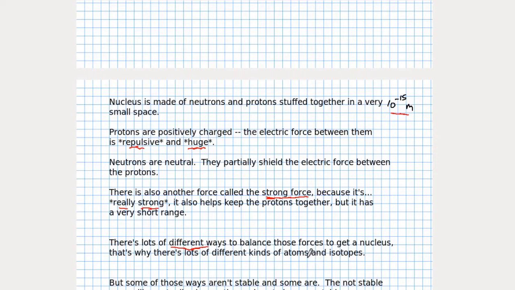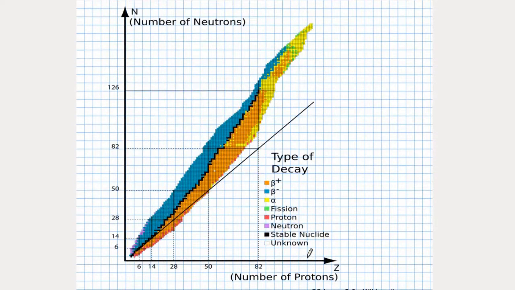So let me go back up to that graph. The reason there are so many different ways to make a nucleus is because there's lots of different ways to balance those forces to get a nucleus that stays together.